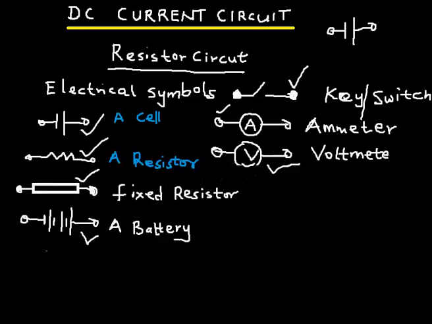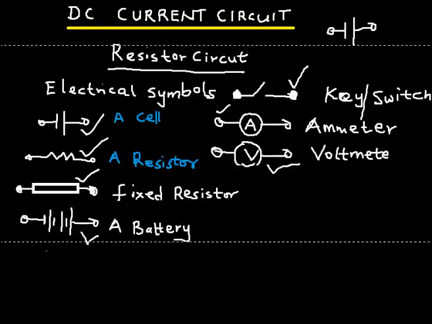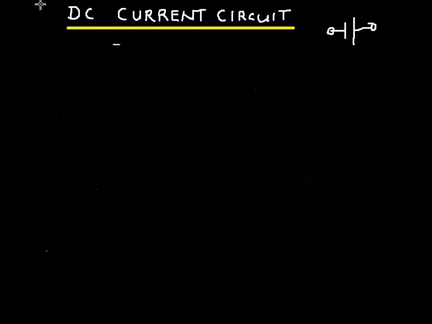So let's start with our circuit analysis. We're going to be looking at a circuit that is made up of resistors. A circuit made up of resistors has different connections, basically two types: parallel and series connection. I'll start with resistors in series.